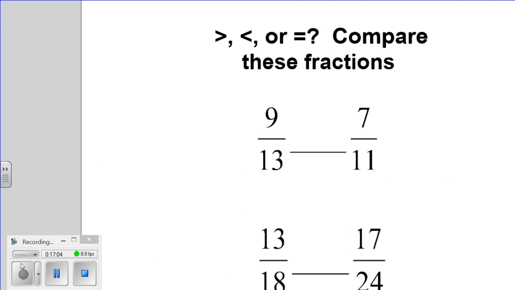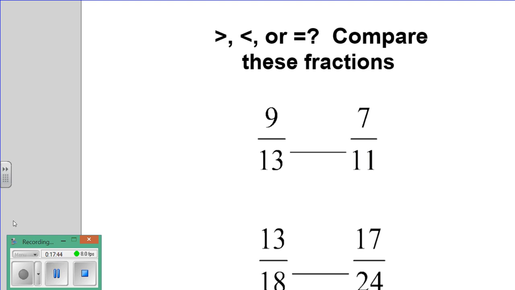Okay, we have one more essential skill, and that is comparing these fractions. Which is bigger? Which part of the pie would you like better? Would you want more of? Which has more, 9 out of 13 or 7 out of 11? Okay, and I'm going to pause the video and let you work through this. Or you could say, which basketball shooter is better? The guy that made 13 out of 18 or the girl that made 17 out of 24 shots? Interesting. So think through this, and I want you to compare with a greater than, less than, or equal to sign.